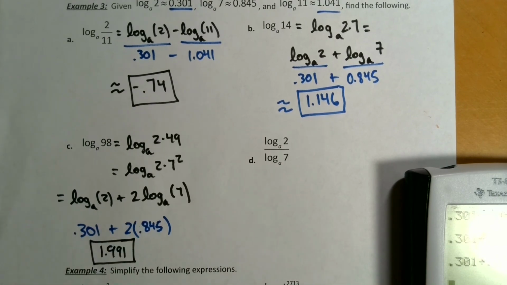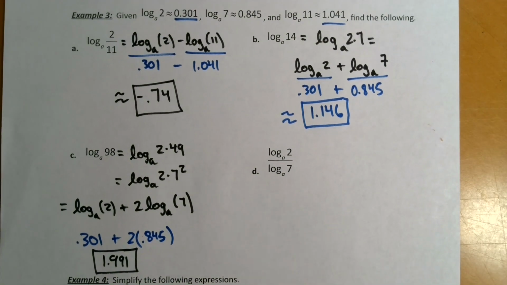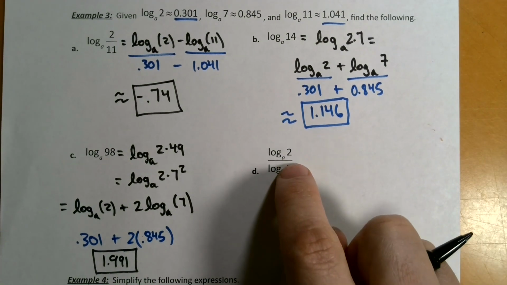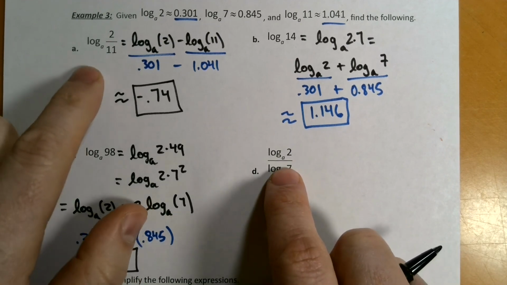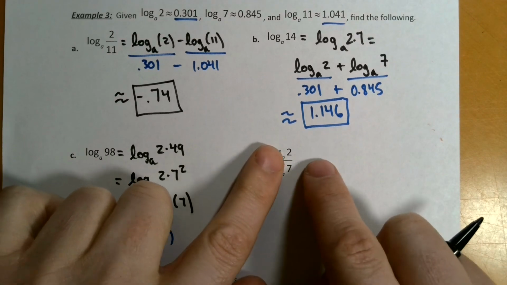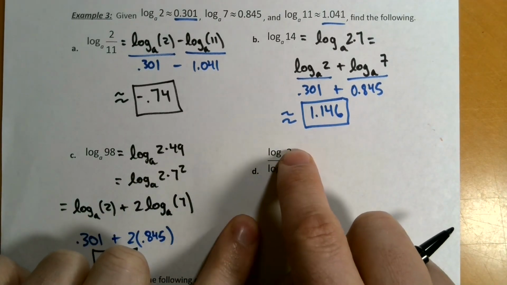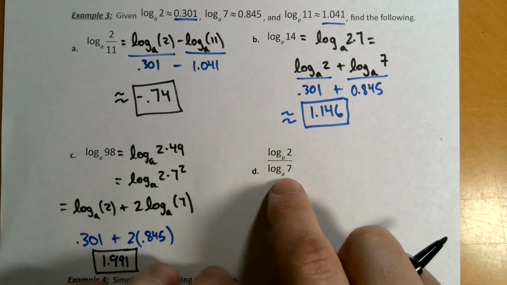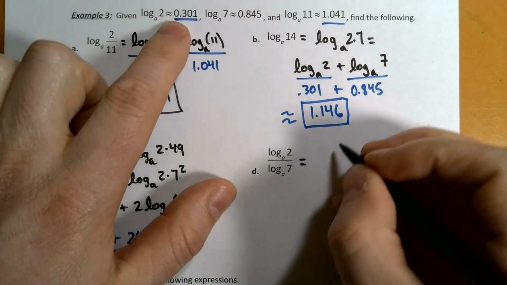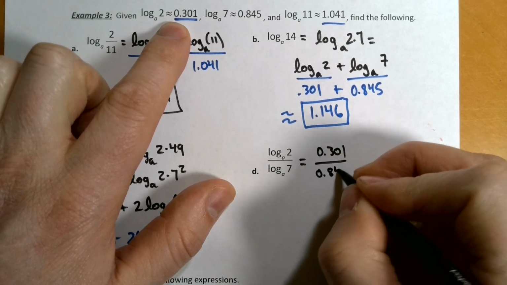The last one is a very tricky one that can often get people. You might want to treat this one as if it's the same one as the first and do the subtraction. But note, it is not log base a of a quotient of two things. It's log base a of 2 divided by log base a of 7. So here we just directly substitute in 0.301 over 0.845.